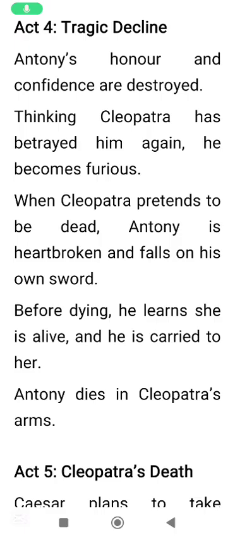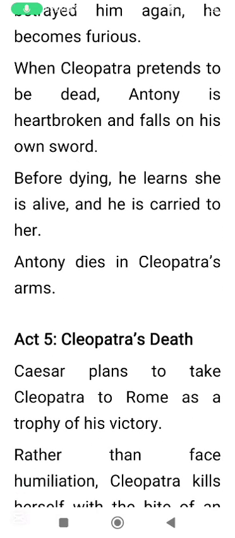So when he finally dies, his body is carried to Cleopatra. When the body is taken to Cleopatra, she finds out that Antony is dead, as a result of the fact that he heard that she was equally dead, which is why he had to kill himself. So Antony finally dies in Cleopatra's arms.